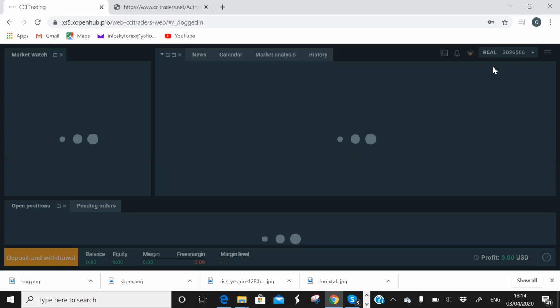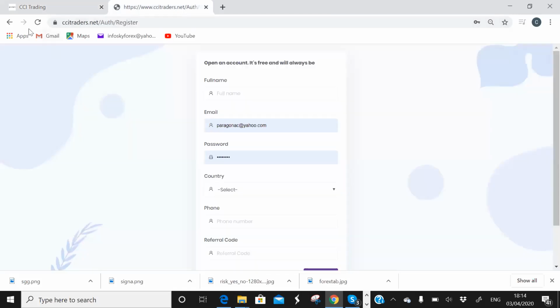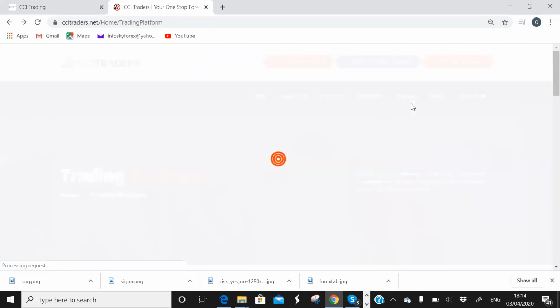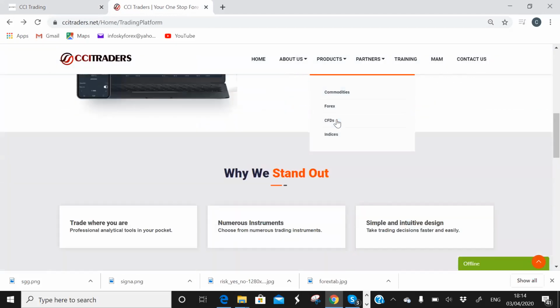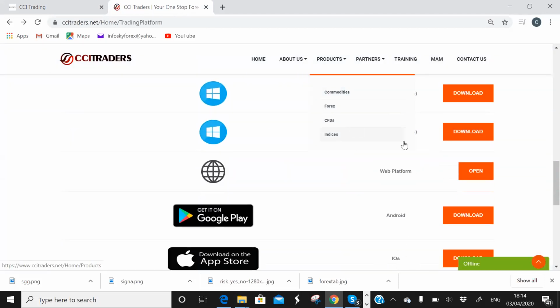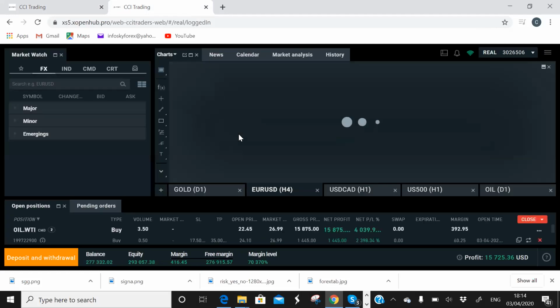It's taking some time to update. I think I'm just having a slow network here. Like a trading platform, I click on a web platform. The platform is loading now. Yeah, fantastic. It has opened now.